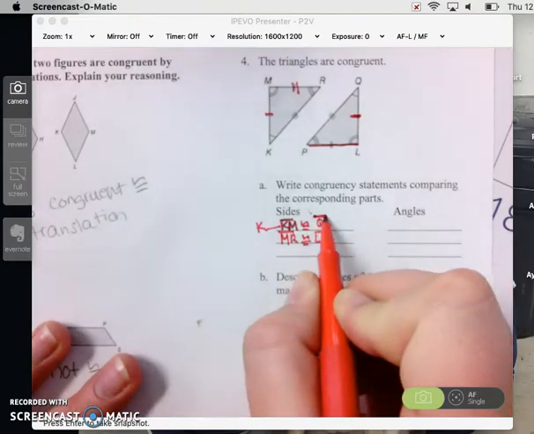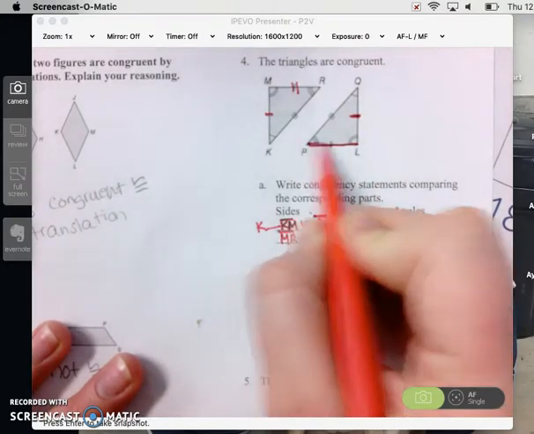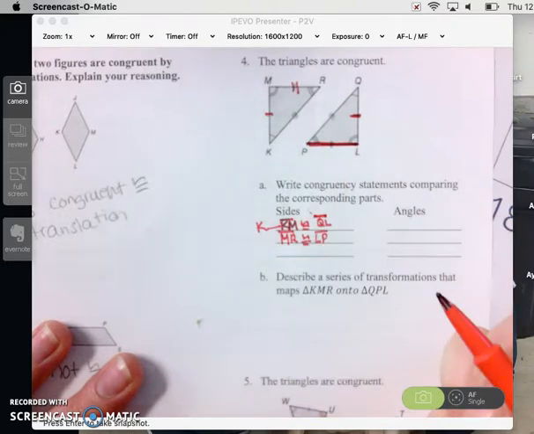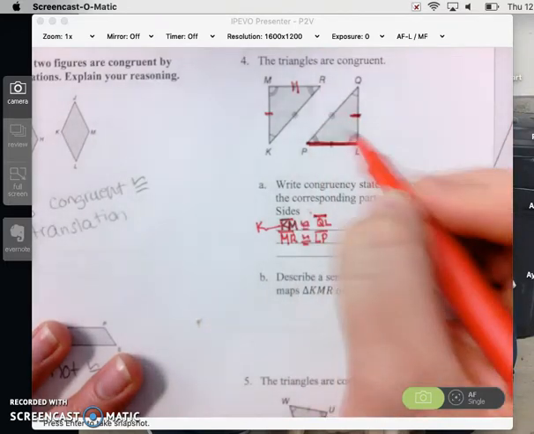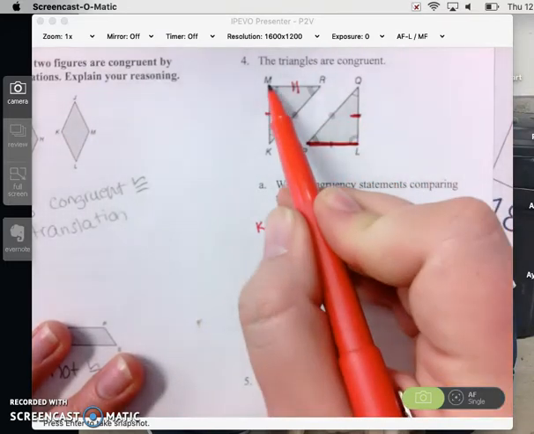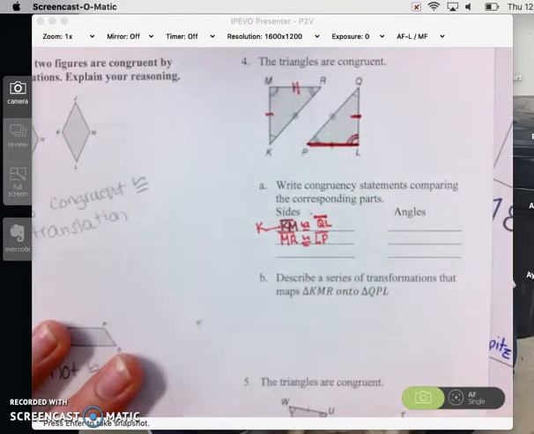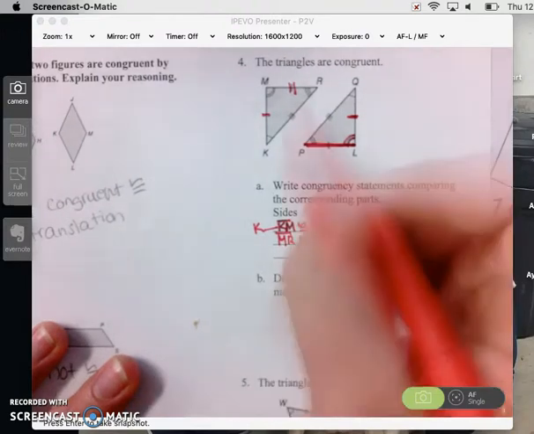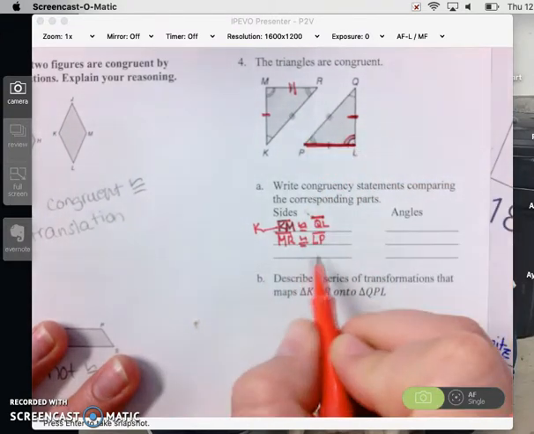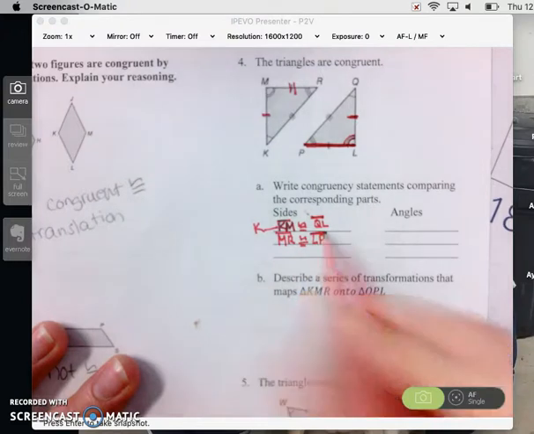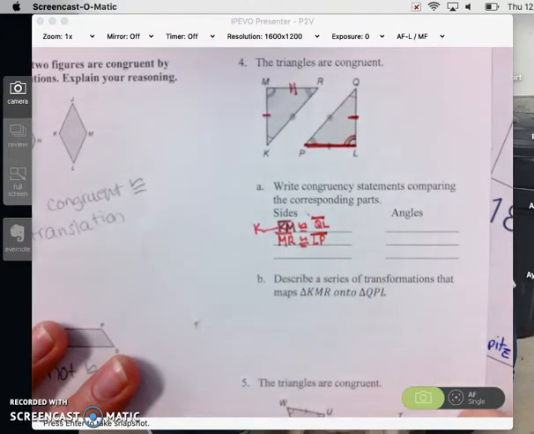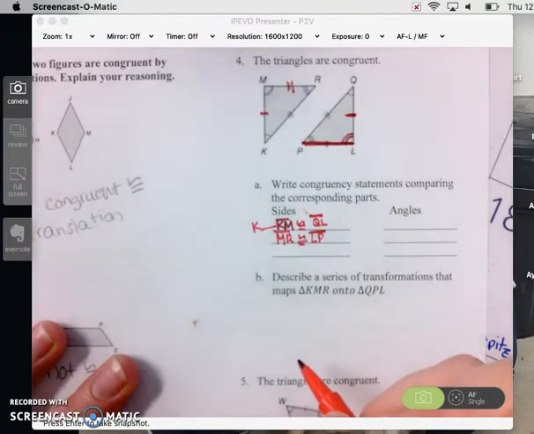This means line segment, so this is the side or line segment. And then I start with the M or the 2 arcs, so I want to start with the L, which has two arcs. Yep, when you're telling the sides, you want to do it that way.